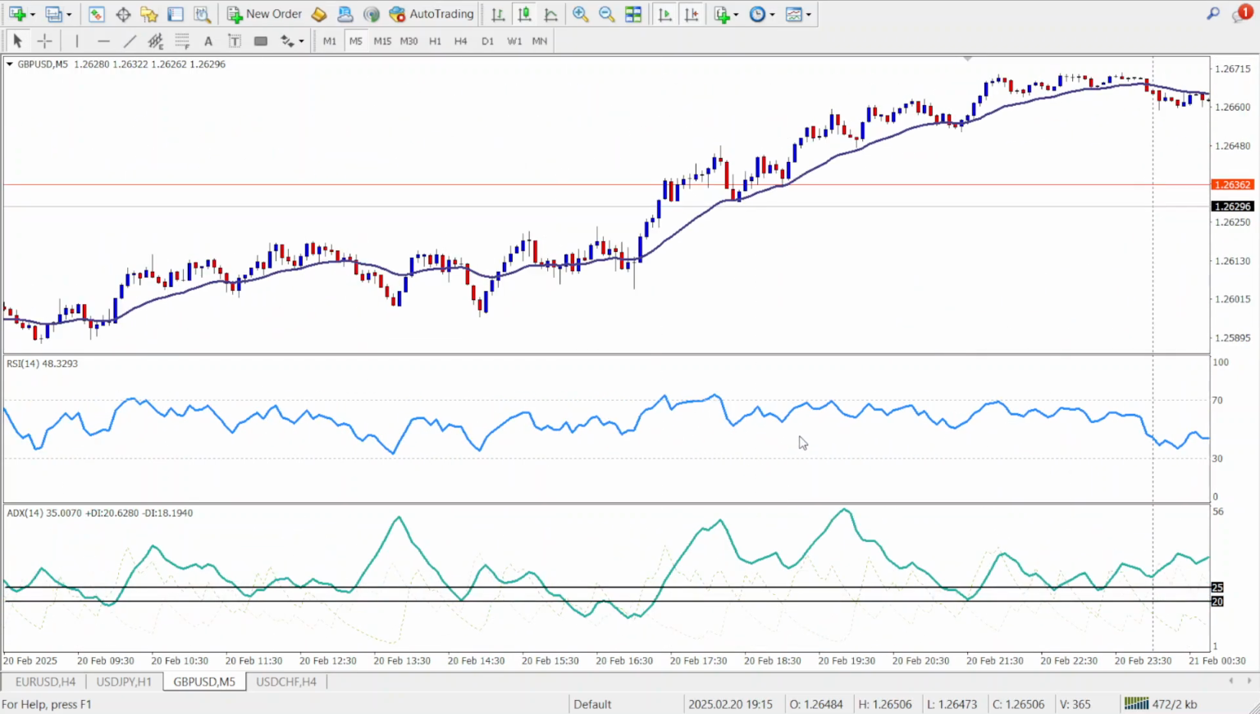Now let's go for a buy opportunity. You can see this is another good example. Price was above the moving average. RSI confirmed it was below 70 but trending upwards. And the ADX also confirmed the strength of the trend as it was above 25. So this was a good buying opportunity as well.